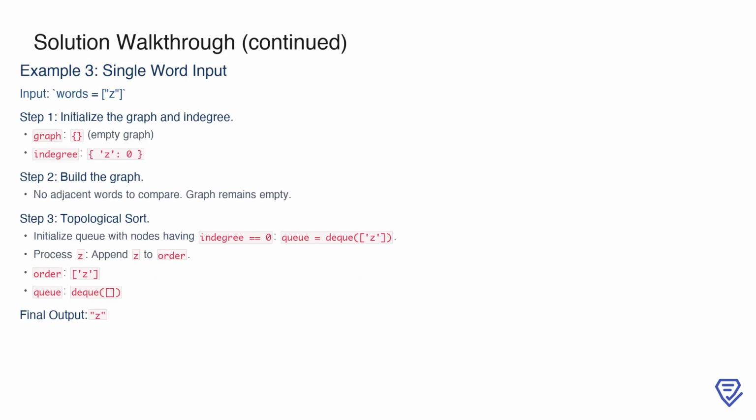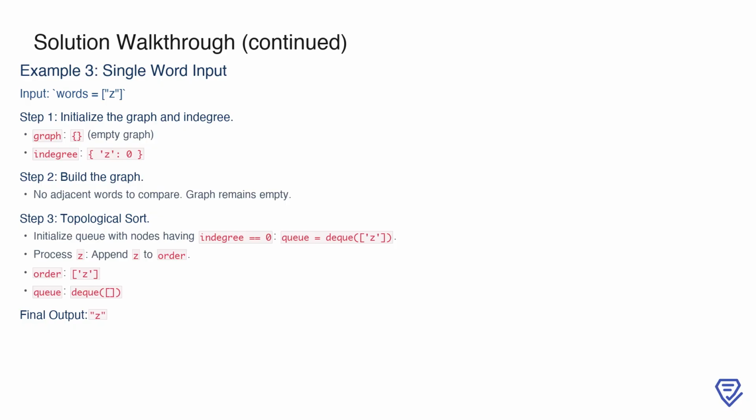Now let's consider two edge cases. In the first, the input words are ABC and AB. Here, the prefix of the longer word matches the shorter word entirely, but the longer word cannot precede the shorter one in a valid dictionary. This creates an invalid case, as no ordering would satisfy this constraint. Thus, the output is an empty string.